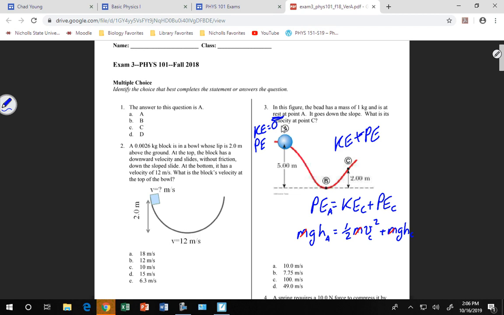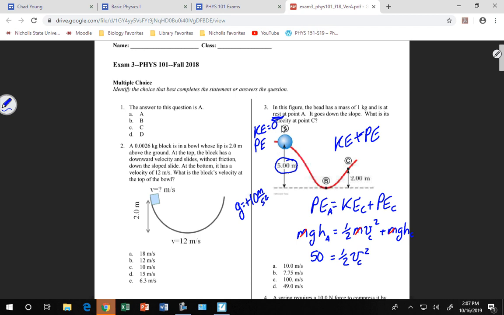10 times 5, that's 50. I did 10 times this value, g times h, and I said g is equal to positive 10 meters per second squared. Always use g as positive. A lot of you are still using g as negative. But remember, when we're talking about the acceleration due to gravity, it's equal to negative g. g is always a positive value. It's always positive 10. Okay, that's equal to 1/2 vC squared.